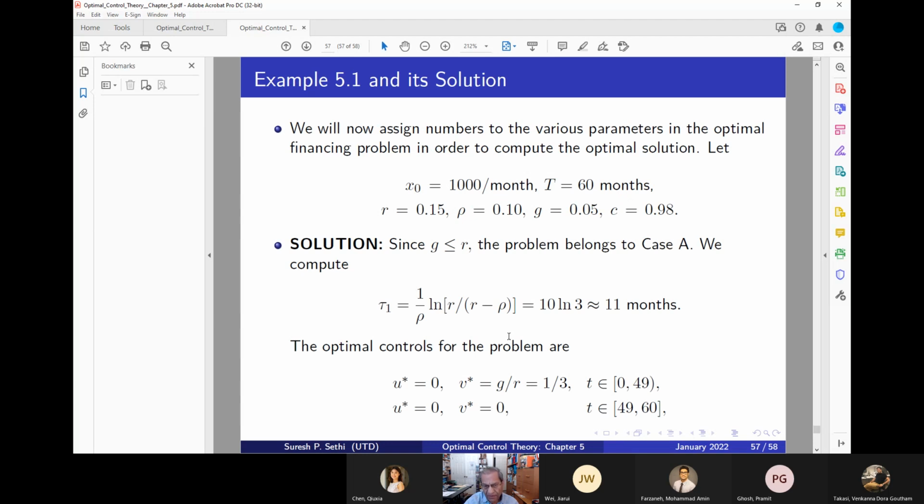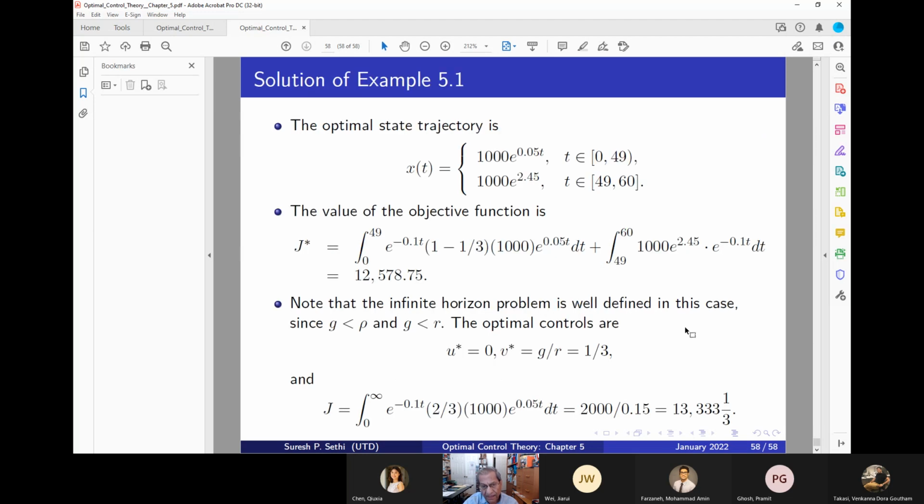Here's an example now. X0 is 1,000 per month. T is 60. R is 15%. Rho is 10%. G is 5%. C is 2%, I mean, the broker commission is 2%. And we assume G is less than R here. The problem is case A. Tau 1 is given by 11 months approximately. The optimal control is 0 and 1/3 up to 49, and 0, 0 after 49. X_t grows like this up to 49 and then stays exactly at this value.